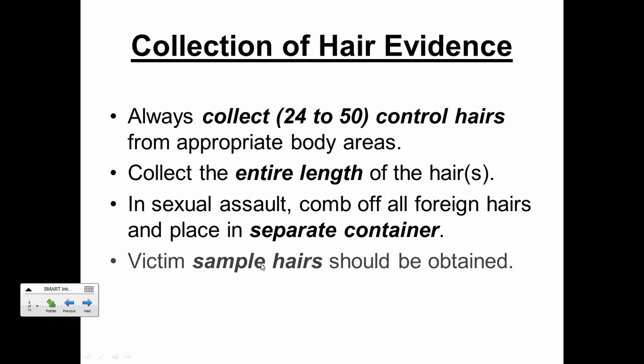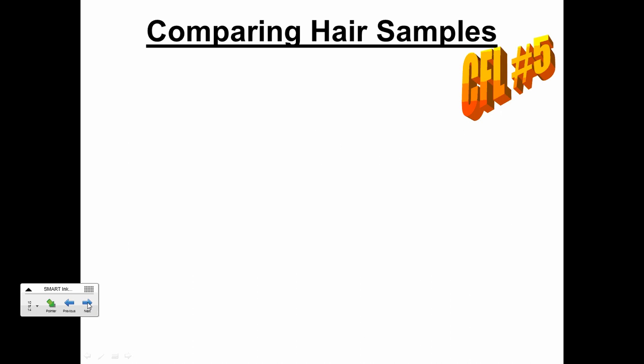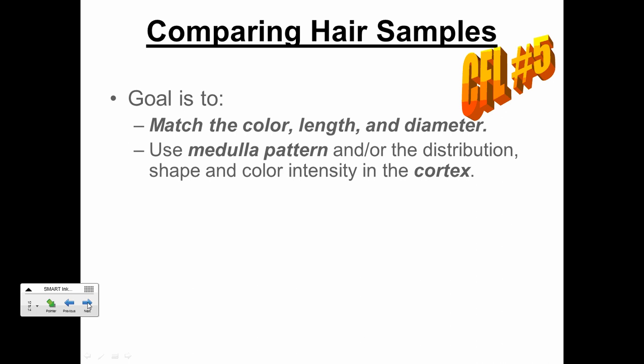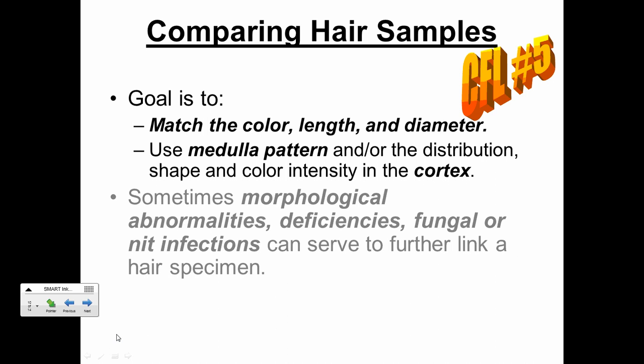And then victim sample hair should always be obtained, and I think that makes sense based upon all the conversations we've had. So when we look at these and we make these comparisons, we're looking at the color, we're looking at the length, we're going to look at the diameter, we're going to look at the medulla patterns, we're going to look at the distribution of the pigments in the cortex, and what we're really looking for is what are things that are similar between these. Other things that can help us, morphological abnormalities. That is a big, nasty term. What does it mean?